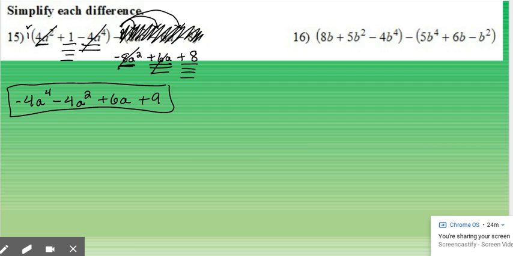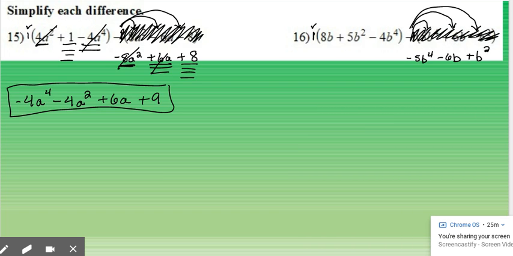Subtraction. This first one has a positive 1 in front, so it's good. The second one has a negative 1. I have to distribute that. So negative 1 times 5b to the fourth is negative 5b to the fourth. Negative 1 times 6b is negative 6b. Negative 1 times negative b squared is positive b squared. And I'm going to get rid of this now because it bothers me.